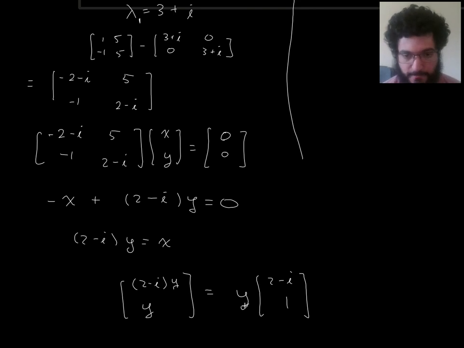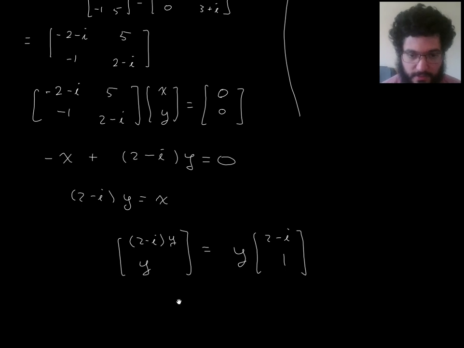And usually we just want one eigenvector in the end. We don't need the entire infinite family, so just one non-zero one. So you can pick any number you want for y here. Last time when I was doing this, I picked something that helped clear some denominators out to give me a nice thing. But I think if I just pick y equals 1, then that's nice enough. So here's my eigenvector: (2 minus i, 1).